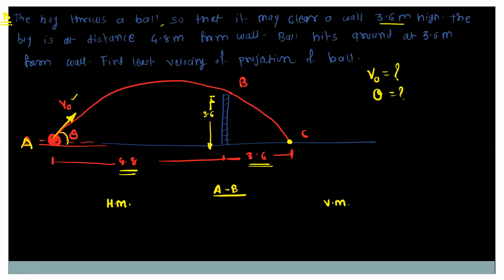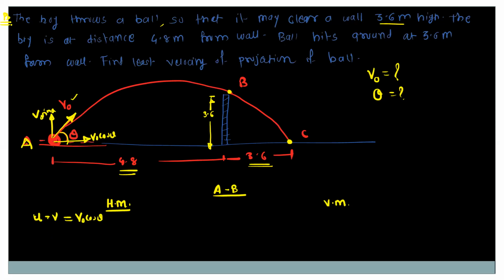So point B is not the highest point on that trajectory. Okay, we don't know exactly whether it is the highest point, so we cannot take the velocity at point B as 0. So the initial velocity for motion A to B, we can resolve this: in the horizontal direction it is v naught cos theta, and in the vertical direction it will be v naught sin theta. So in the horizontal direction, initial velocity is equal to final velocity, that is equal to v naught cos theta.